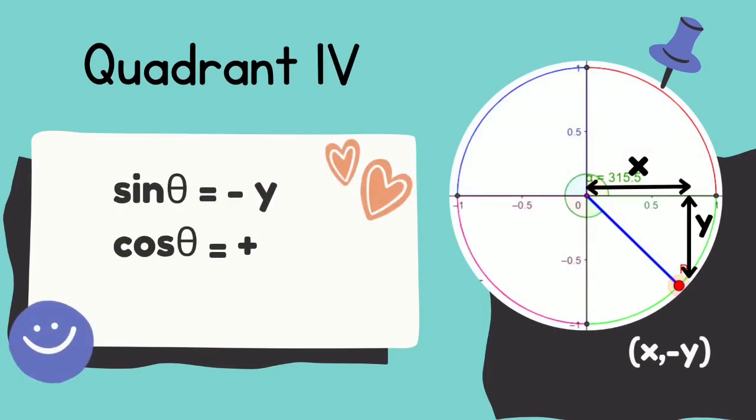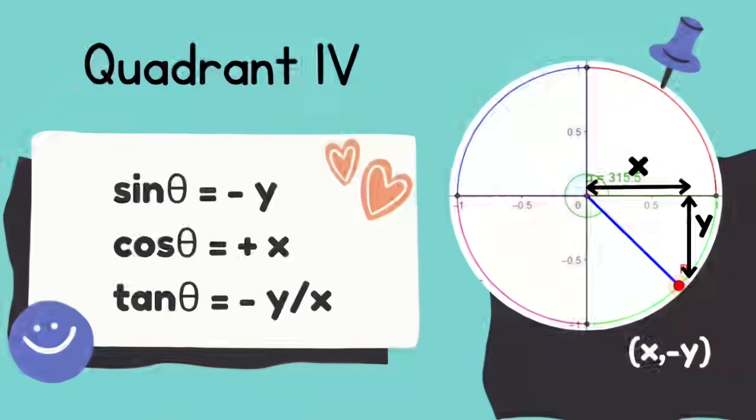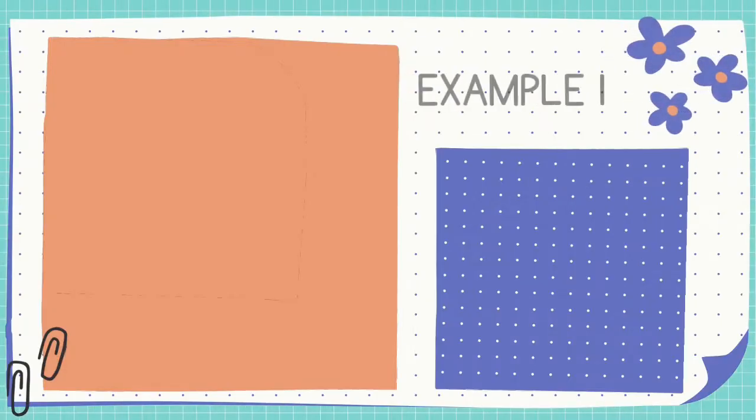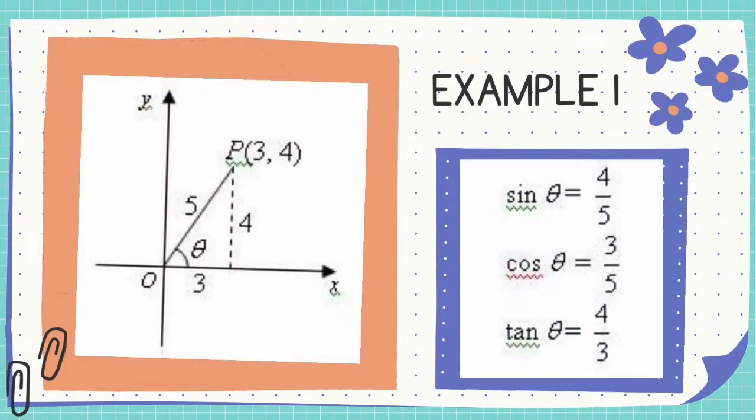Last, is quadrant 4. For sine theta is negative y, cos theta is positive x, and for tangent theta is negative y over x. The coordinate is x, negative y. Example 1, the coordinate for P is 3, 4. The hypotenuse is calculated by square root of 3 squared plus 4 squared, which is equal to 5. Therefore sine theta is equal to 4 over 5, cos theta is equal to 3 over 5, and tangent theta is equal to 4 over 3.